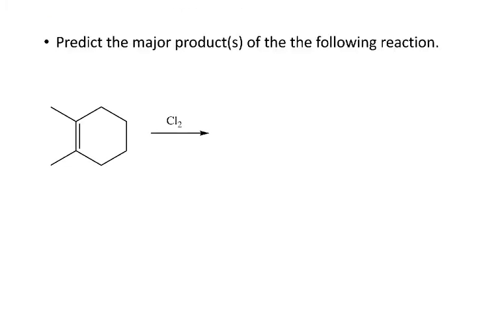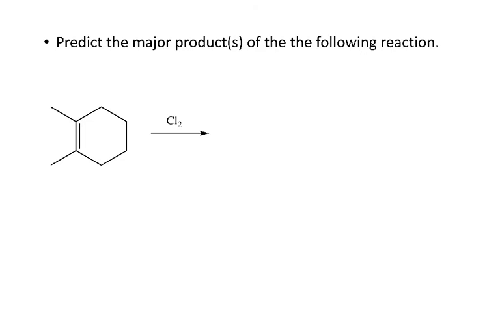Okay, so let's look at a couple examples. We want to predict the major products of the following reaction. They just tell us that we're reacting it with chlorine. They don't say anything about the solvent being water, and so we can assume that this is going to proceed by halogenation. We're going to add a chlorine to each of the carbons that have the double bond, but we have to add them in an anti-fashion.